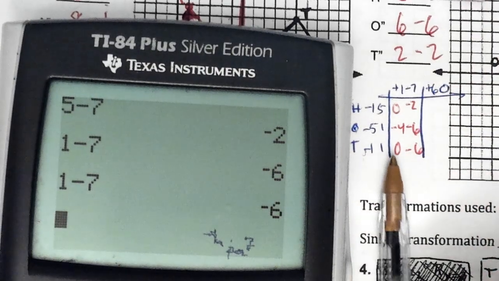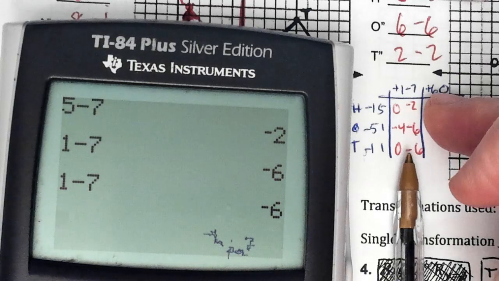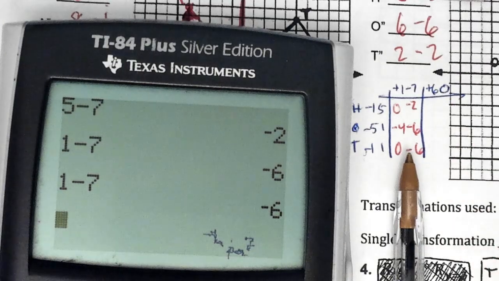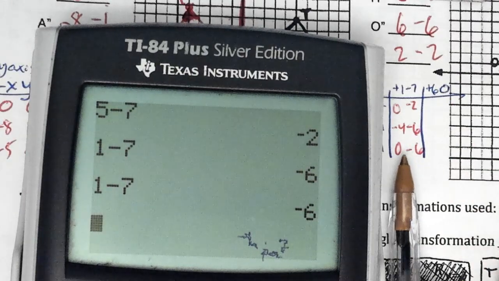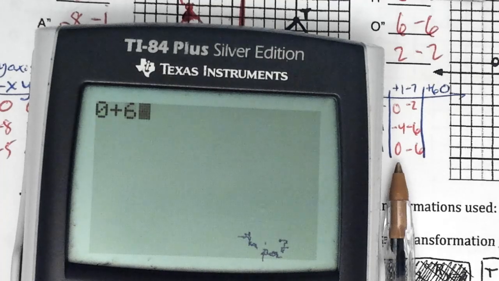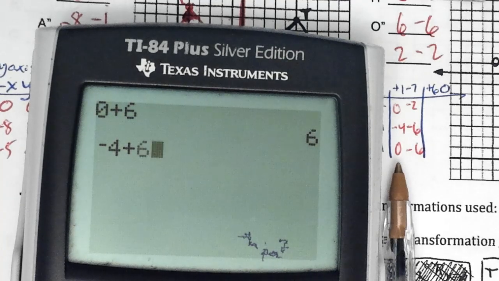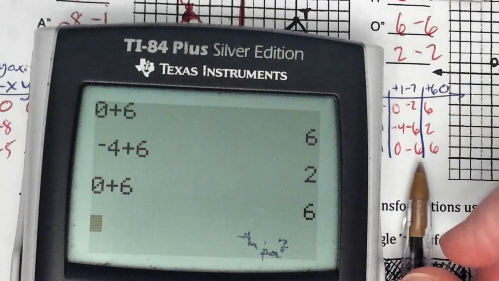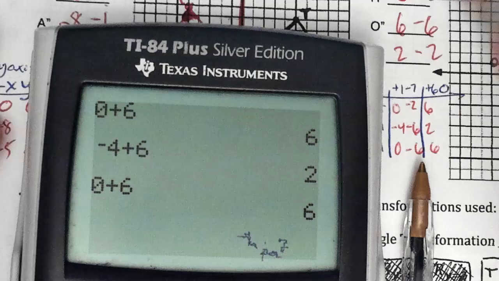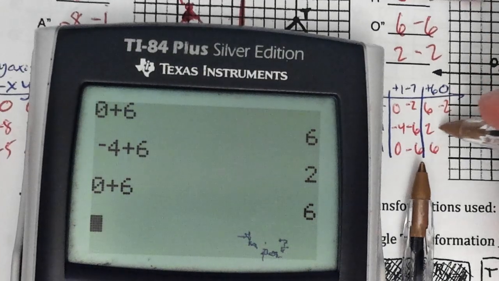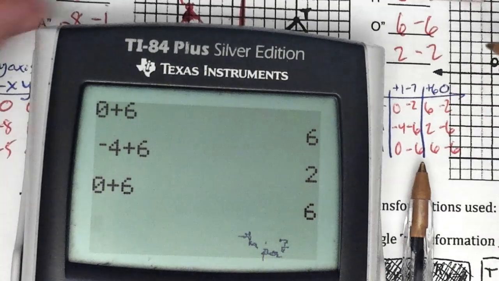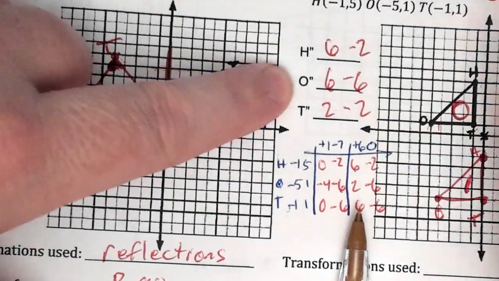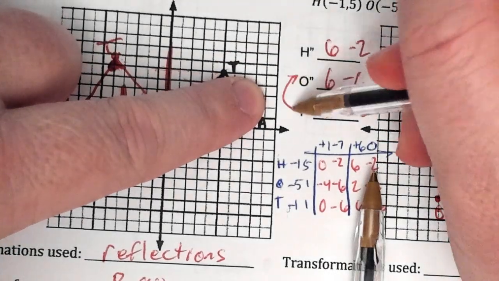Okay, then I'm going to take this and add 6 to the x's and add 0 to the y's. All right, let's give that a try. So 0 plus 6, negative 4 plus 6, and 0 plus 6. And we have 6, 2, and 6, and all the y's are going to stay the same because adding 0 doesn't do anything. So that's negative 2, negative 6, and negative 6. Is everything correct? Oh no, I accidentally had these two backwards and I caught my mistake.